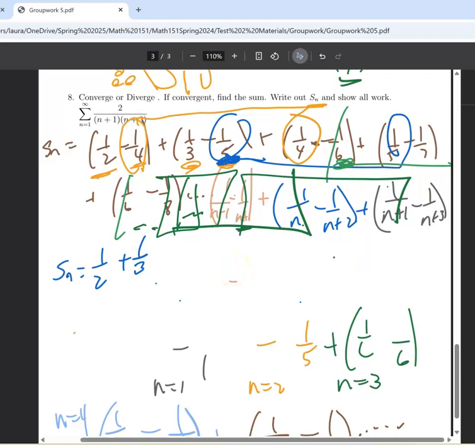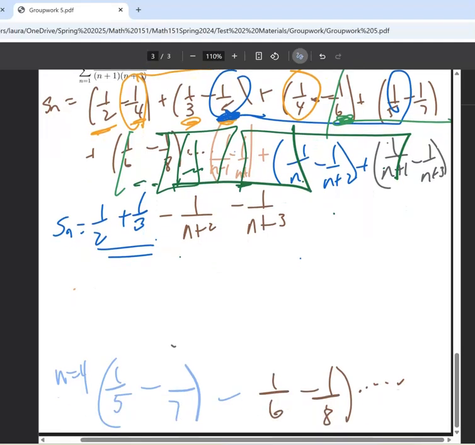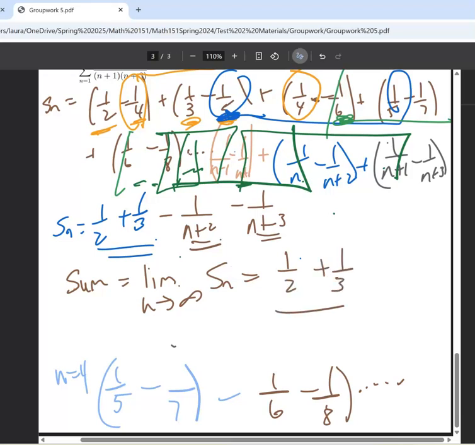I'm left with, and this is always going to be, if I have 2 first terms, I'm going to have 2 last terms. And again, I know you know the limit of these is going to be 0, but I will get points, and I want to see that you can identify that pattern. So the sum is the limit as n goes to infinity of the S sub n. And so you know those two terms both go to 0, so I would just get 1/2 plus 1/3, and that's the sum of the infinite series.